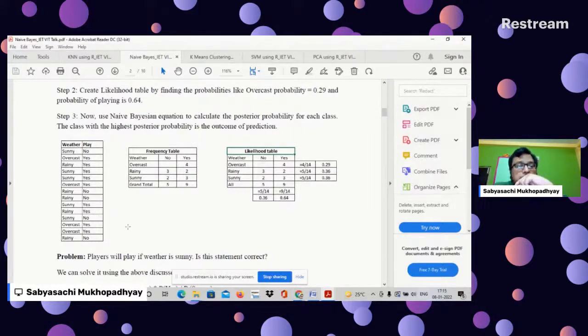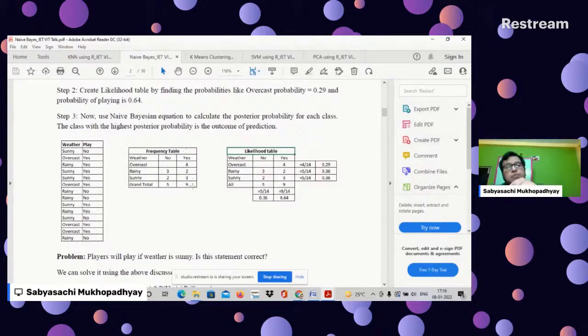For example, for the sunny weather, how many times is play yes? Three times. For the sunny weather, how many times is no, non-play? Two. For rainy weather, how many times is play yes? Two. How many times is play no? Three. For overcast cases, how many times is play yes? Four. For the overcast condition, how many times is non-play? There is no information related to non-play, so we have kept it blank.